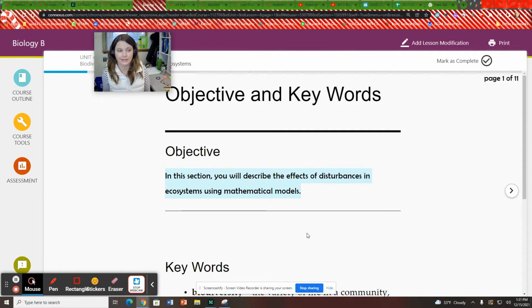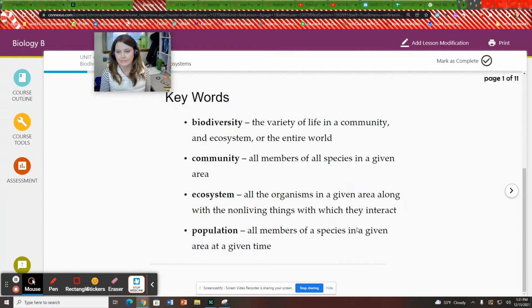And here I am in Unit 4, Lesson 10, Disturbances in Ecosystems. So there's lots of review in this lesson. It's one of those where you're going to see images that pop back from previous lessons and even some passages that have been restated. So here we are with the keywords biodiversity, community, ecosystem, and population.